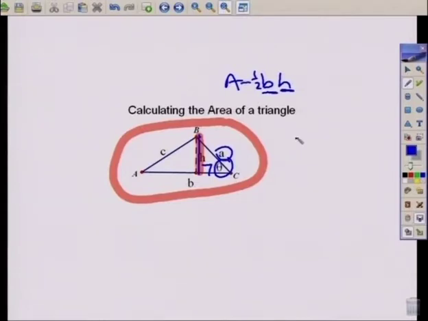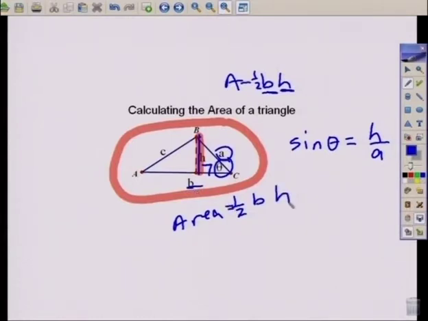So I can see that sine of theta is equal to h over A. I also know that the area of a triangle is 1/2 the base, and I've represented that base here with B, times height. Well, we can do a substitution here, where I multiply both sides of this equation by A, and h is equal to A times the sine of theta.